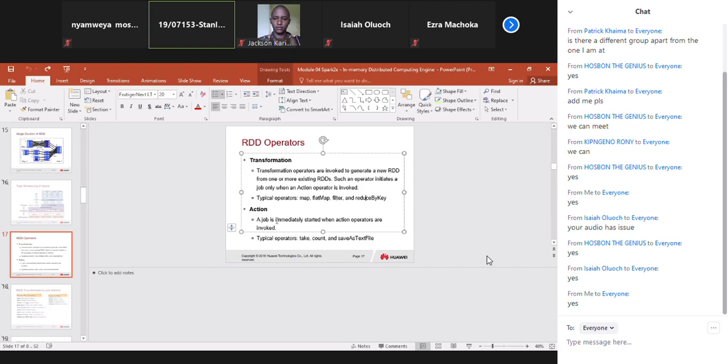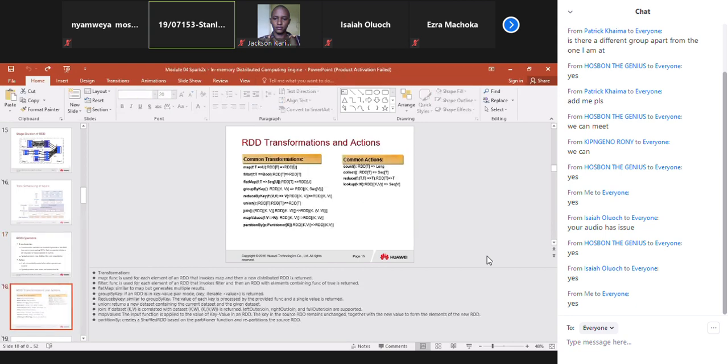And what is an action? An action, a job is immediately started when an action operator is invoked. And typical actions are, this one will come, take, count, and save. Typical transformation operators and actions. And here we have some common transformations and some common actions. So don't worry about this more. These are more practical oriented.